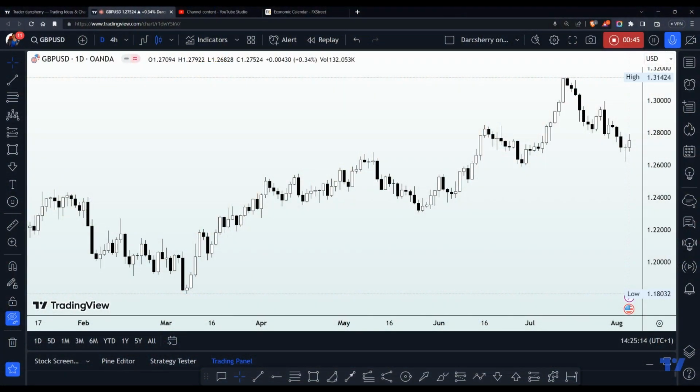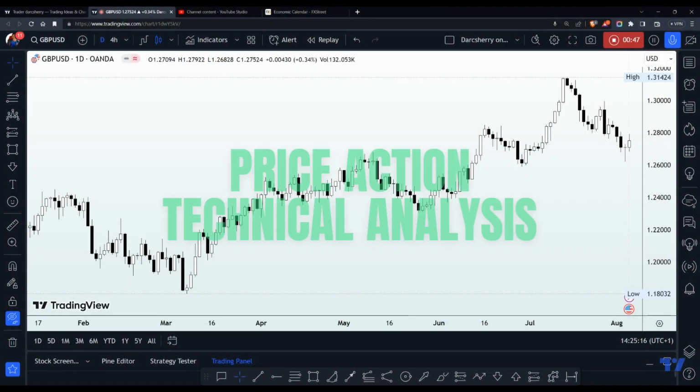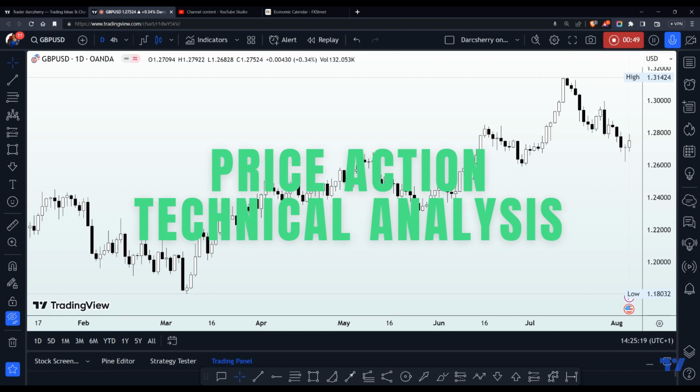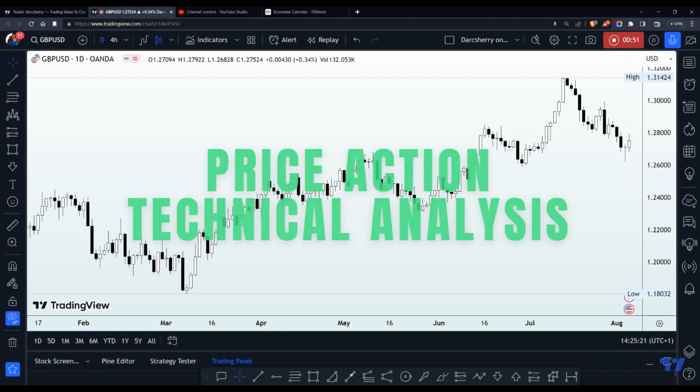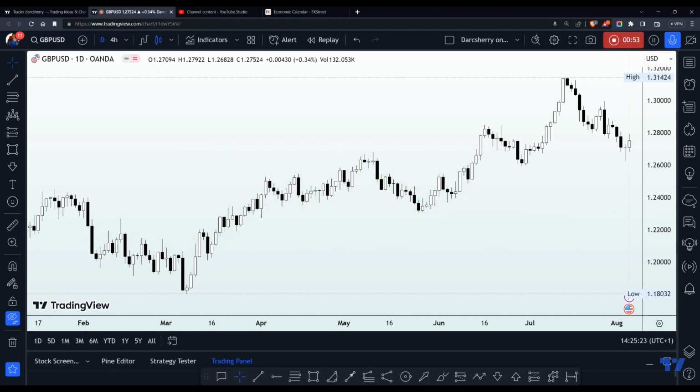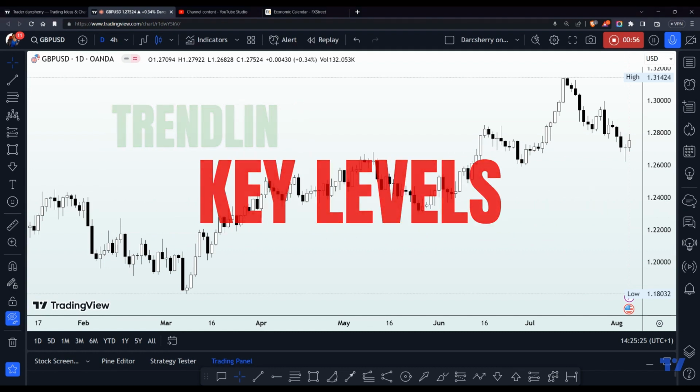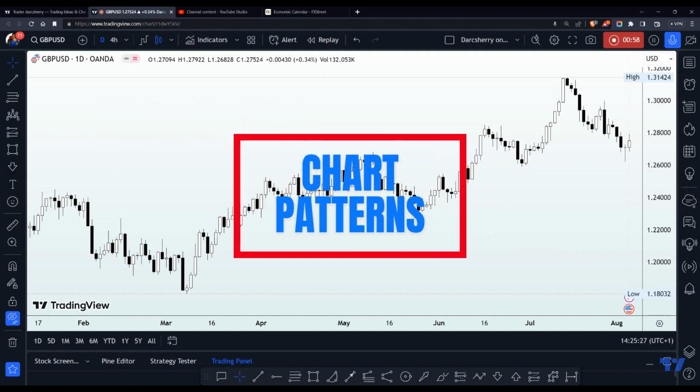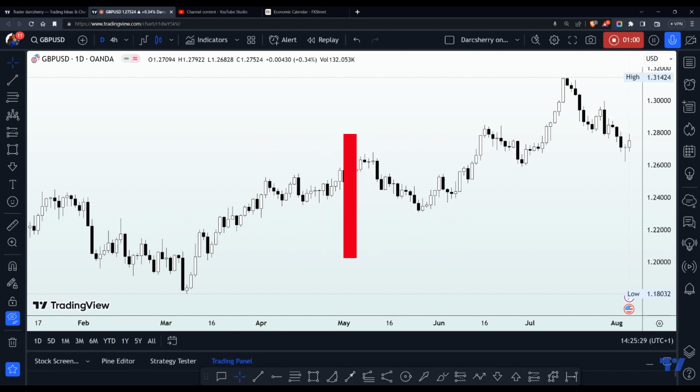I have conducted a comprehensive price action based technical analysis on the cable market structure using simple setups such as trend lines, key levels, and of course chart patterns to gain valuable insight into the market's dynamic.